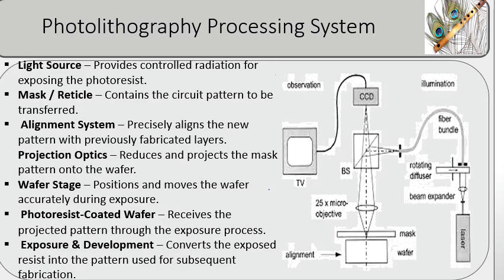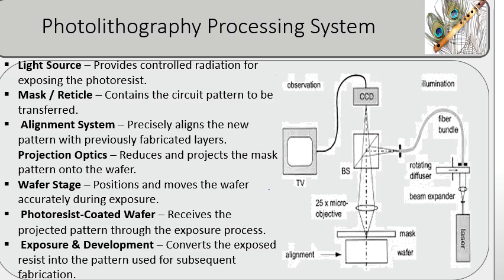A photolithography system consists of several precisely controlled components that work together to transfer a circuit pattern onto the semiconductor wafer. The light source provides the radiation required to expose the photoresist. The mask or reticle contains the pattern representing the required circuit geometry. An alignment system ensures that this pattern is accurately positioned relative to the structures already fabricated on the wafer. Projection optics focus and typically reduce the mask pattern before transferring it to the wafer surface.